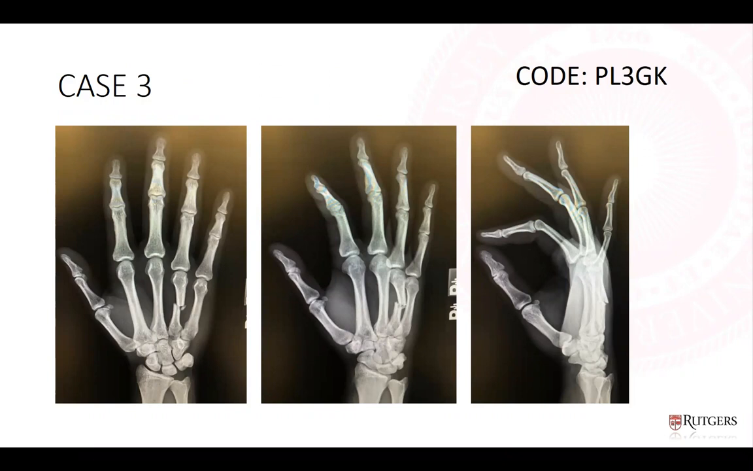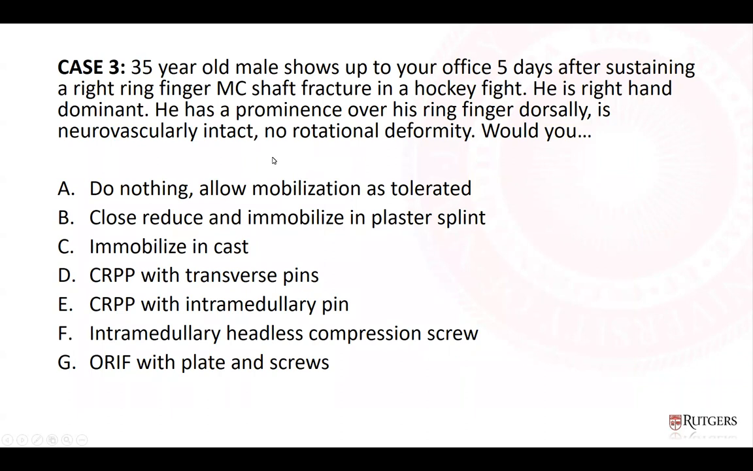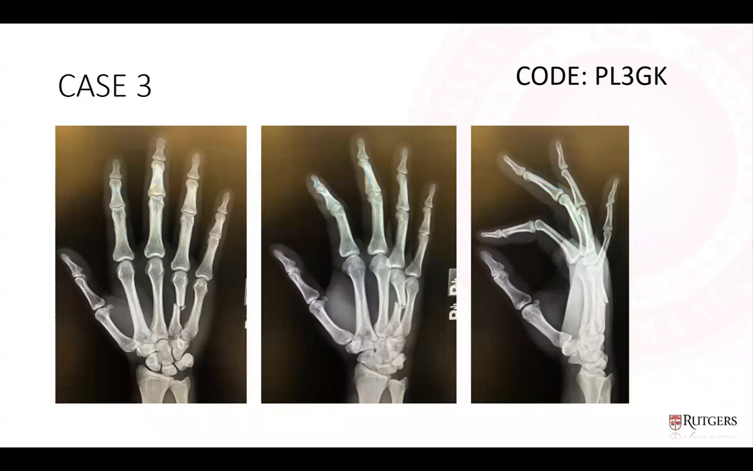This is a PA, oblique, and lateral of a transverse midshaft fourth metacarpal fracture. This is a 35-year-old male who showed up to your office 5 days after sustaining this fracture in a hockey fight. He's right-hand dominant. He has a prominence over the ring finger dorsally, is neurovascularly intact, no rotational deformity. Similar options: do nothing and allow mobilization, closed reduction and immobilize, CRPP, headless compression screw, and ORIF with plate and screws. It's the fracture again.